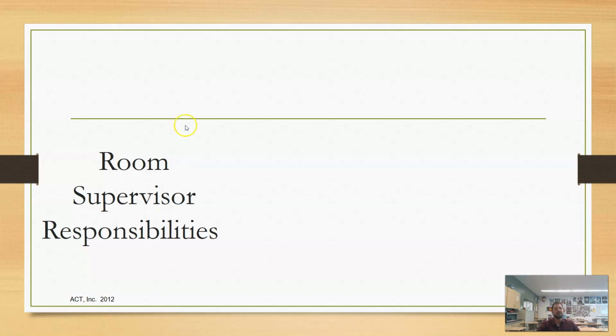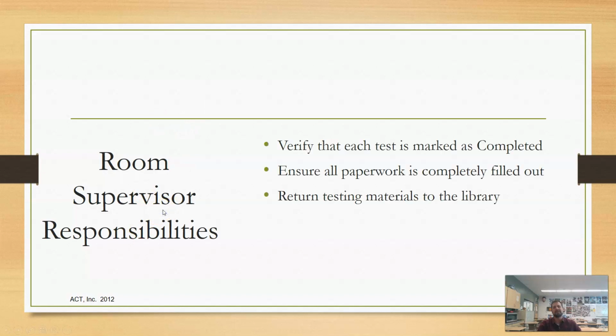So overall, your responsibilities as a room supervisor are, at the very end, you just need to make sure that every test that was taken gets marked completed. We talked about this in the first video, but ensure all your paperwork is correctly filled out. There's a 4-page thing that you need to fill out. And then you also return the testing materials to the library. Actually, we might change that room because testing will be taking place in the library. I'll probably just make that be the office instead. So we're going to have you bring that stuff down to the office, and we'll remind you of that once our briefing is done on the day of the test.